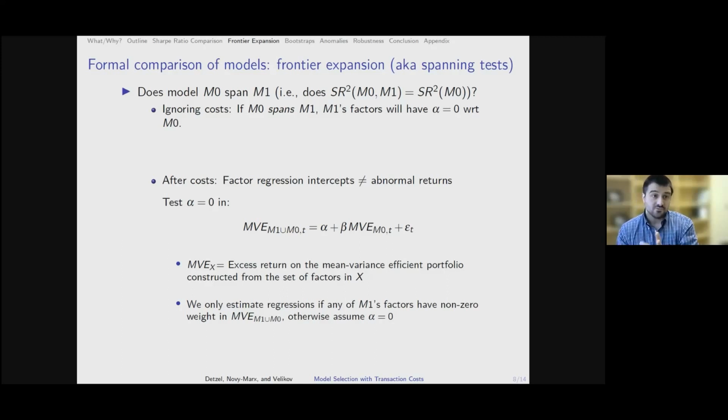So the focus here, we really want to focus on the t-statistics, on the significance of the alphas as opposed to the alphas themselves. The last point I want to make is that these regressions we would only estimate if any of M1's factors actually have non-zero weight in the mean variance efficient portfolio of the union of the factors. Otherwise, we'll just report a zero alpha and a zero test statistic.